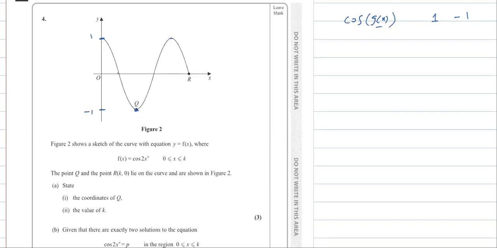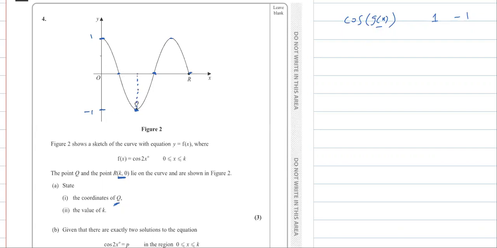Now here this value is 0. This is also 0. The y value is 0 here and the y value is 0 here, and it is given that this coordinate is (k, 0). So we got its y coordinate easily. As you have to find the coordinates of Q, clearly the y coordinate of this one is -1. Now the only problem is getting the x coordinate of that one.